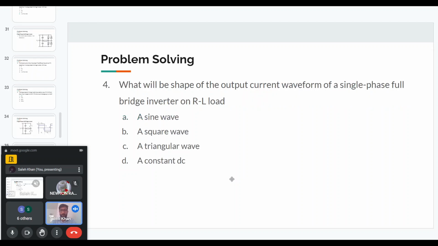The fourth question is asking what the shape of the output current waveform will be for a single phase full bridge inverter on an RL load. The options are sine wave, square wave, triangular wave, or constant DC. What do you think? You can post your answers in the chat.